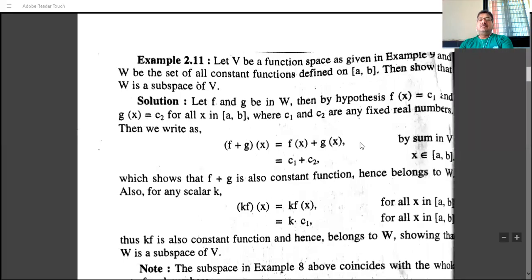Next example of subspace. Let V be the space given in example 9. That is, V is the space of all real valued functions defined on the closed interval [a, b], and W is the set of all constant functions defined on the closed interval [a, b]. Then show that W is a subspace of V.